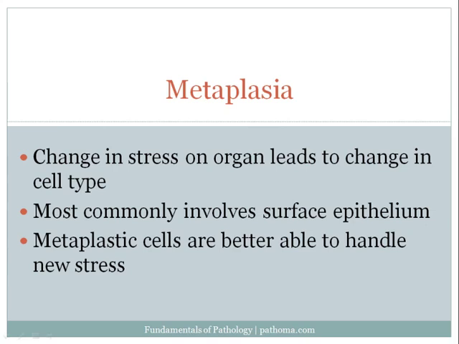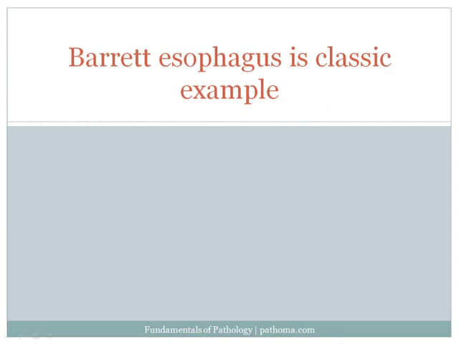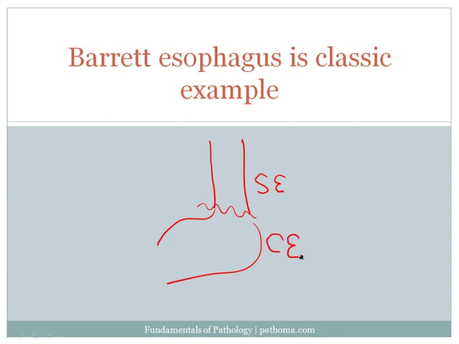And let's maybe highlight some of this with a simple example, which is Barrett's esophagus. Now, what is Barrett's esophagus? So let's go back and remind ourselves. Now, the esophagus is lined by squamous epithelium, and recall that there is a very sharp demarcation between the esophagus and the underlying stomach. And the stomach, instead of being lined by squamous epithelium, is lined by columnar epithelium. So again, esophagus is lined by squamous epithelium, and the stomach is lined by columnar epithelium.